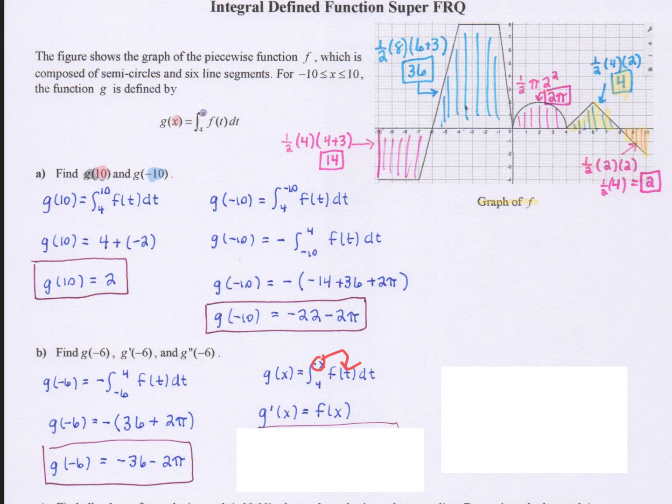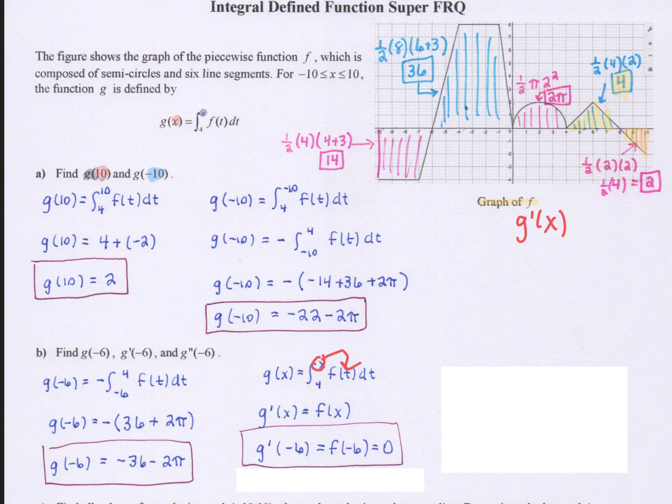In other words, up here in this picture, I am told that this is the graph of f, but it really is the graph of g prime of x. So when I'm asked to find g prime of negative 6, I just need to find f of negative 6, that is the function value at negative 6.